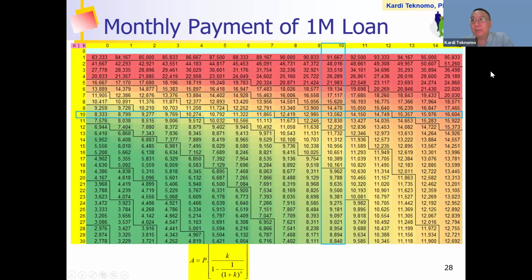I think I made this in Excel, so you can make it on your own also. I think this is quite interesting. Why is this interesting? You can start to see the non-linearity of time. N is the time. Each row is the time, up to 30 years here. And then K here is the interest rate.